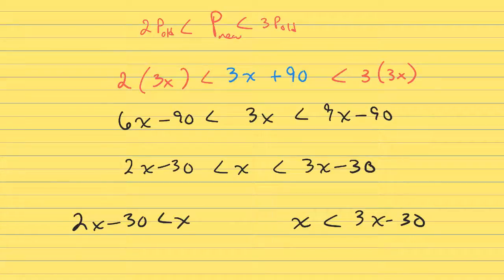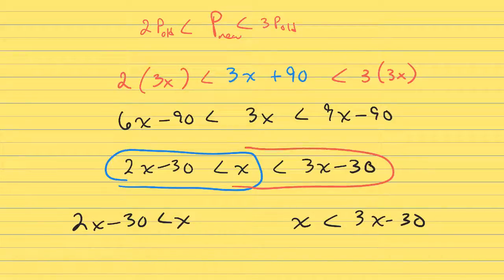I'll circle it in colors here so we can see the difference. So this is one of our inequalities, and this is the other inequality. Okay? Again, what's in blue carries down here, what's in red carries down over here. What do we get when we solve these 2, Clark?